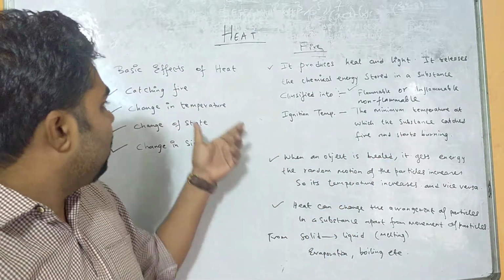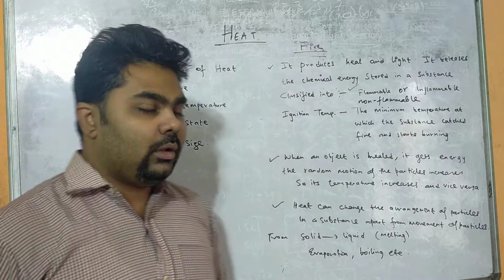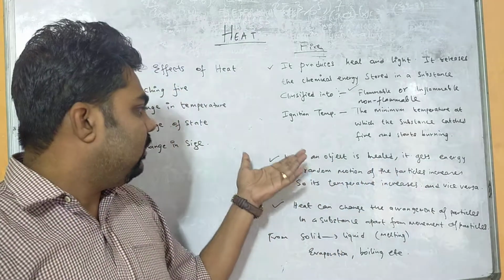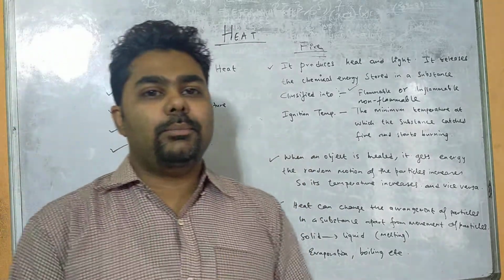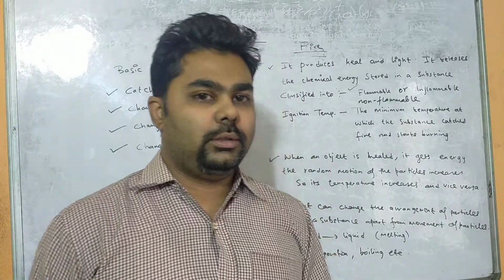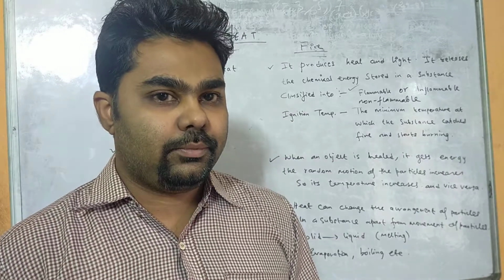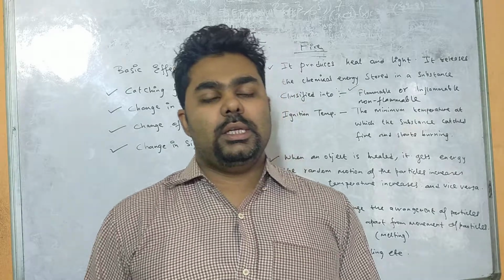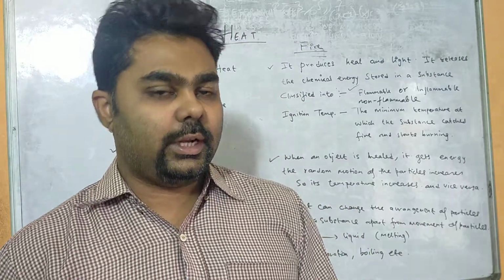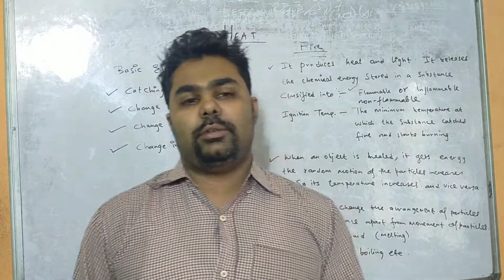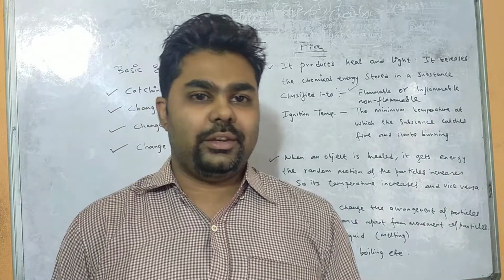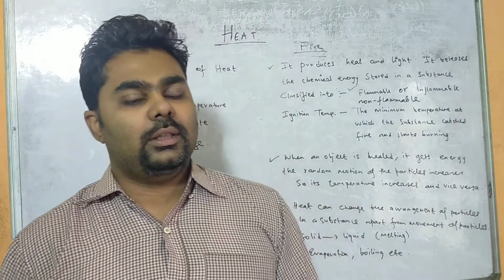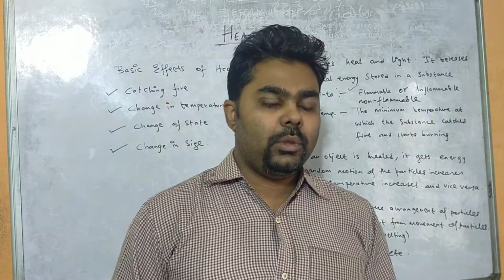Next we will see change in temperature. Now when an object is heated, it gets energy, and the random motion of the particles of that substance increases. When the particles start moving after gaining energy, its temperature also increases. That means each and every particle of that substance is heated and gains energy, so slowly its temperature increases.